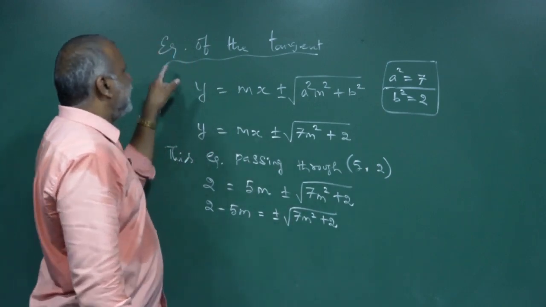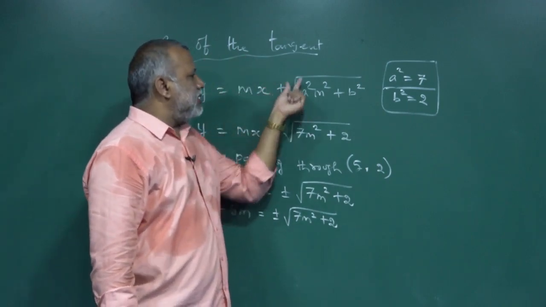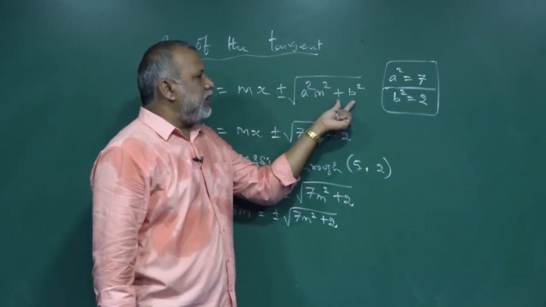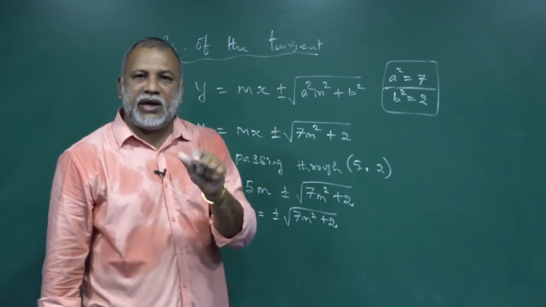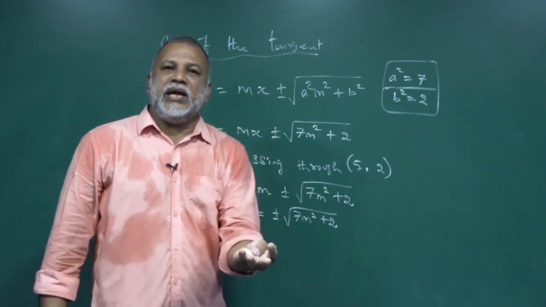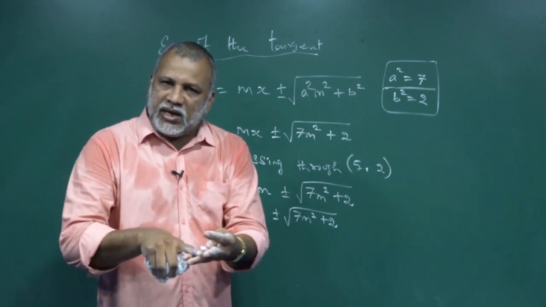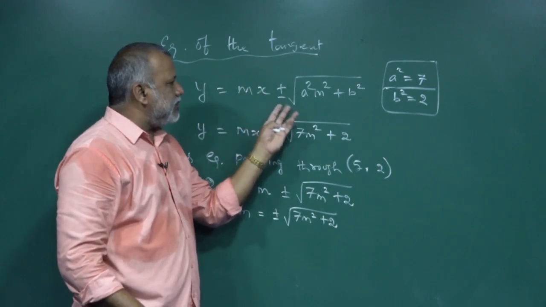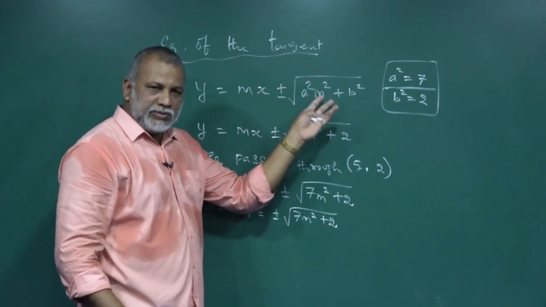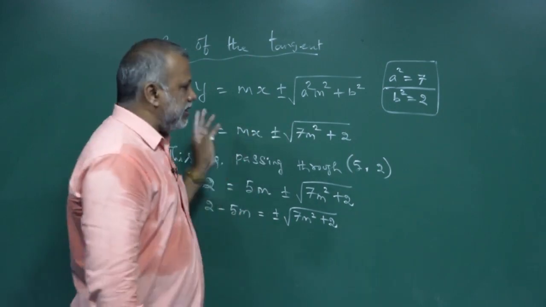Once again listen, students. Equation of the tangent: y equal to mx plus or minus square root of a squared m squared plus b squared. Why are we selecting this particular equation? That is the logic behind this. Why not x1, y1? The point x1, y1 is not given. The parametric theta is also not given. Therefore the remaining equation is y equal to mx plus or minus square root of a squared m squared plus b squared, which is also the equation of the tangent where m is the slope. So we are taking this one.